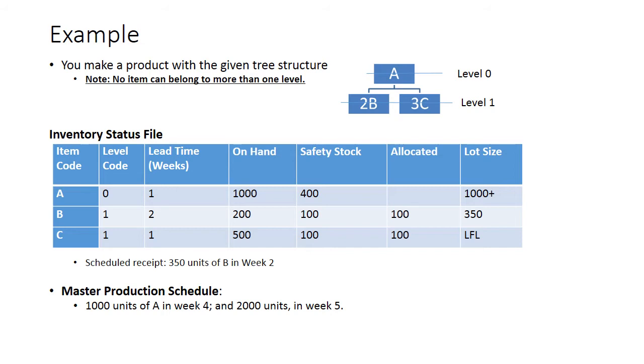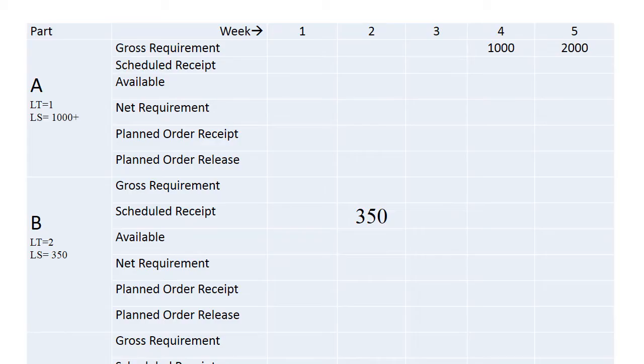All right, so let's begin this problem. You have item A, item B, and item C. For each item, you have 6 different things. You will notice they are called gross requirement, scheduled receipt, available, net requirement, planned order receipt, and planned order release. You have to fill out this information. So that I don't forget, I always fill out the scheduled receipt first. If you recall, 350 items have already been ordered, and they should arrive in week 2 for item B.